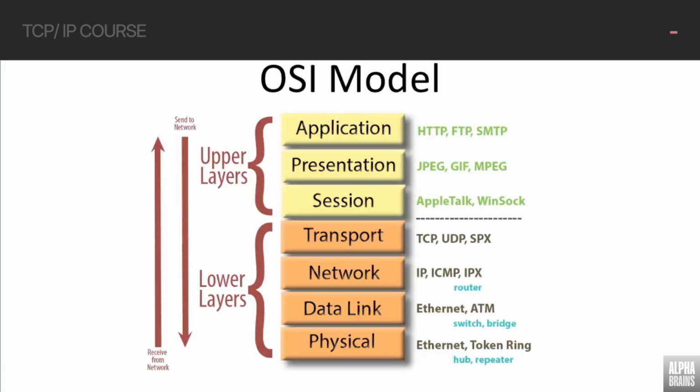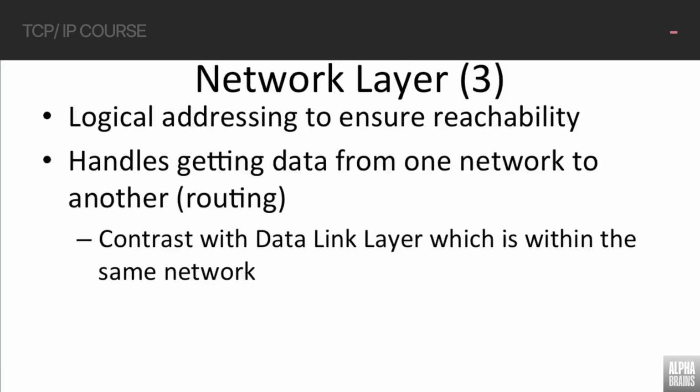Now, the network layer, and we're up to layer 3 here. The network layer is actually responsible for getting messages back and forth across different networks. I've got multiple networks that I'm connecting to, and I need to make sure that I get my messages from my local network to another network that I may be connected to somehow. It handles getting data from one network to another, and by that I really mean it does routing.